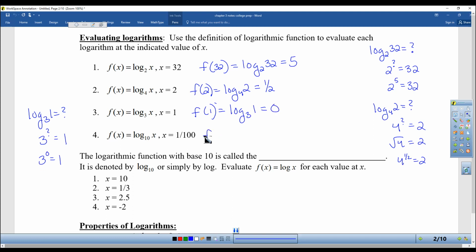And the last one, f of 1 over 100. That's what they want me to plug in. So I have log base 10 of 1 over 100.